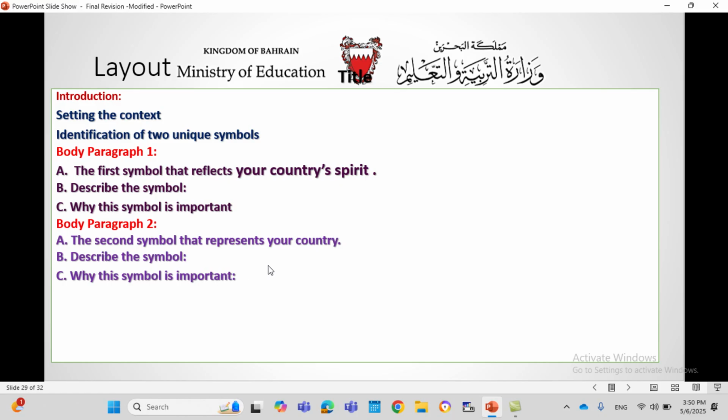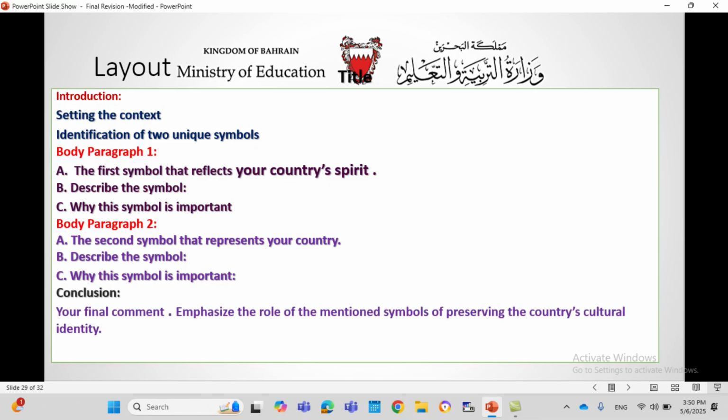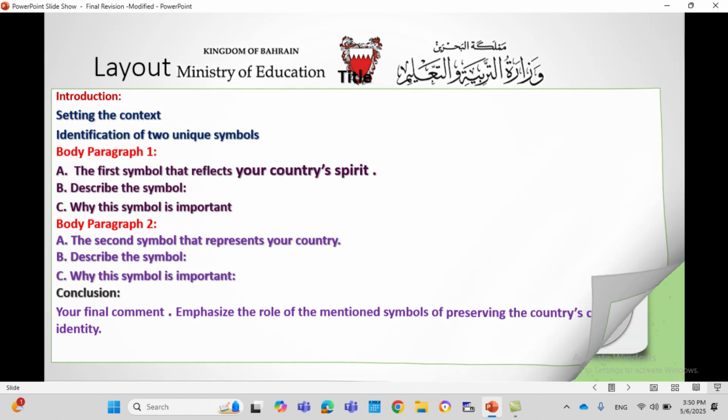We describe this symbol, and as I told you, it must be distinctive, something that is not found in any other country. Why is this symbol important? At last, we finish with the conclusion. Your final comment: emphasize the role of the mentioned symbols in preserving the country's cultural identity.